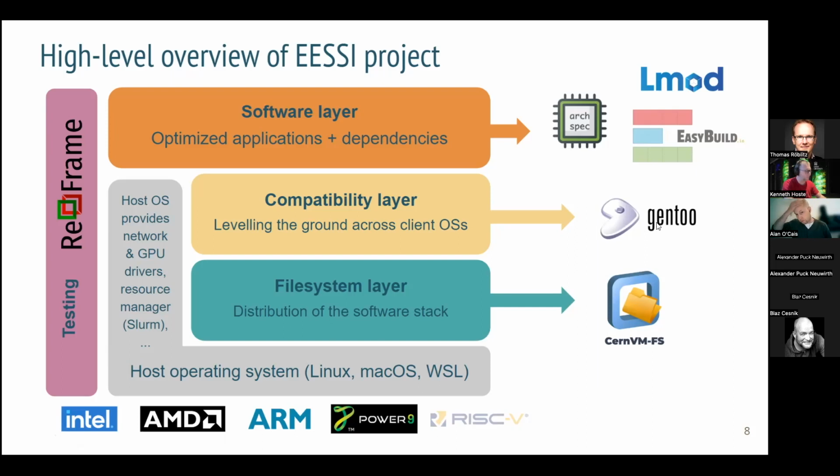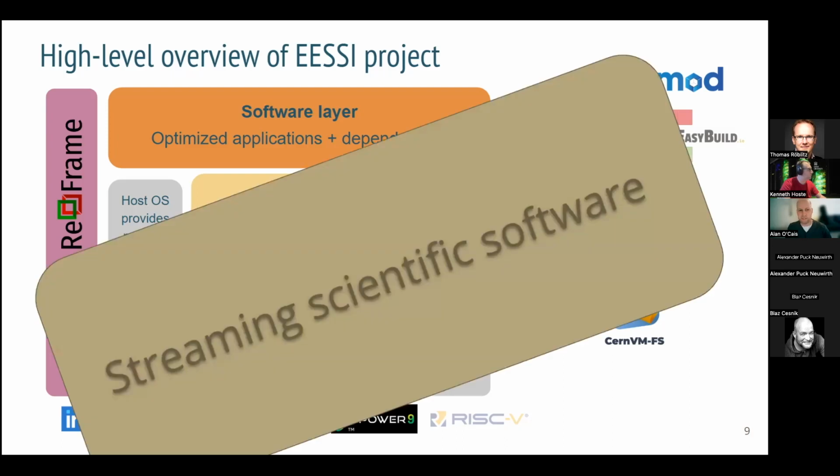Gentoo Prefix is used for the compatibility layer, and then we use EasyBuild to do the software installations, Lmod, which provides the user interface, so that's the module environment, and Archspec is the tool that we use to automatically detect what architecture you're working on. So these are lots of names I've dropped there, but the important thing is what you get in the end is streaming of scientific software.